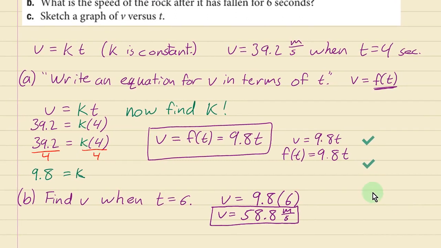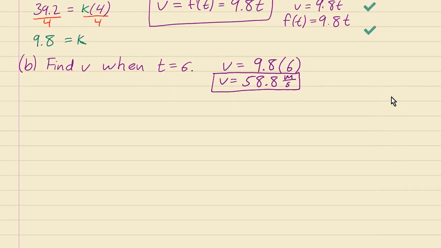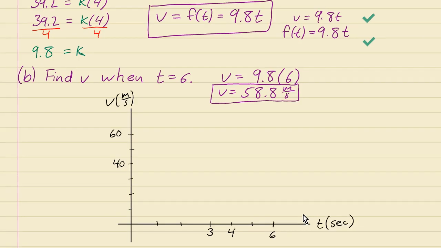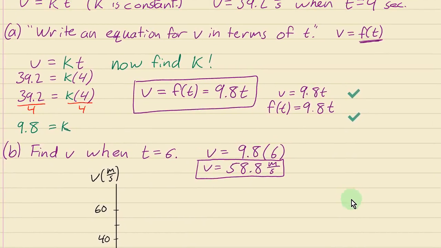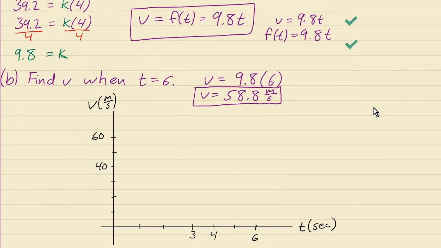Now let's sketch a graph of v versus t, and we're going to see something that's generally true about direct variation graphs here. I just set up the axes to speed things up. So let's graph the 2 points we have. We know one that was given: when t is 4, v is 39.2. So that's going to be about here-ish. And the other one is 6, and then a little bit under 60, which is going to be here. So we've got those points.